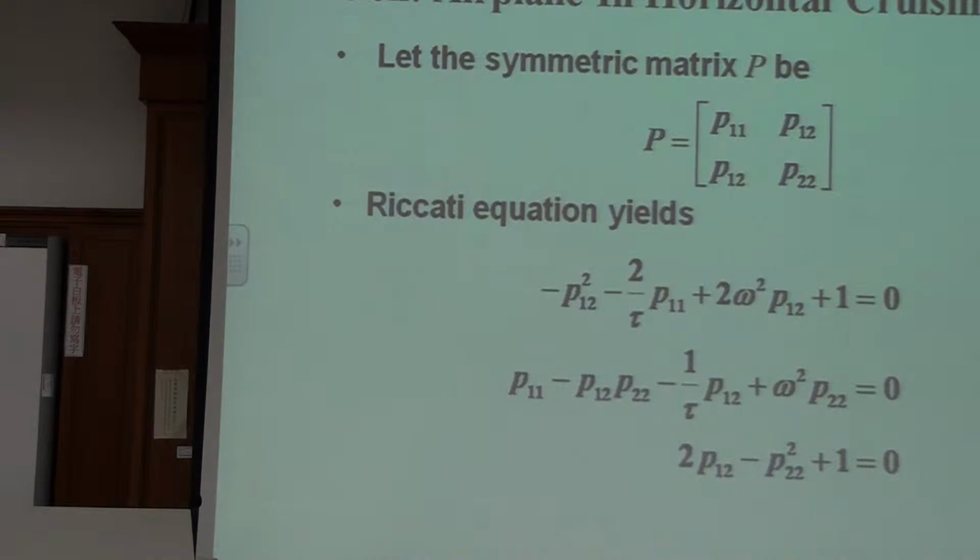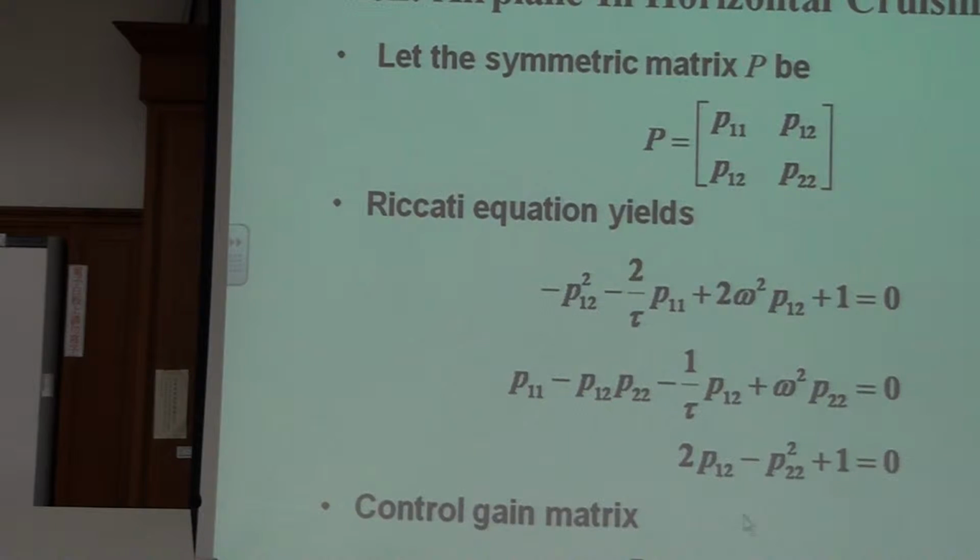And now the Riccati equation. You sub into the Riccati equation, you get 3 equations, because you have 3 unknowns: P11, P12, and P22. Now you can solve these equations. That's 3 equations for 3 unknowns, but this is a nonlinear equation, unfortunately. And so it's not as easy as just doing a matrix inverse.